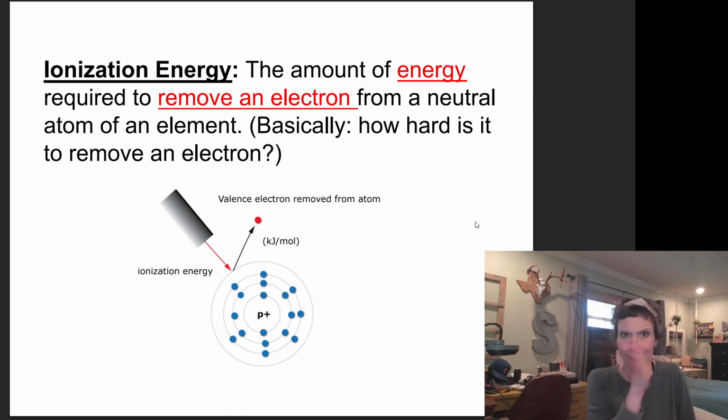Depending on where I am in the periodic table, you guys are probably guessing, some elements may very easily remove electrons, and some elements may really want to hold on to their electrons.